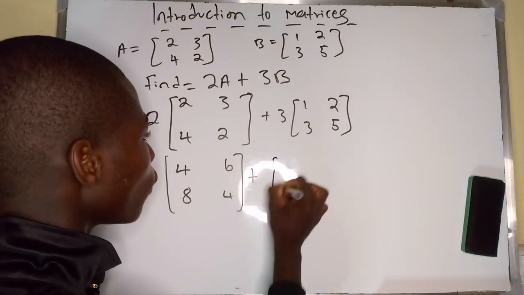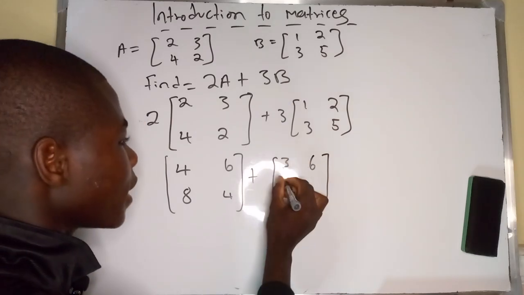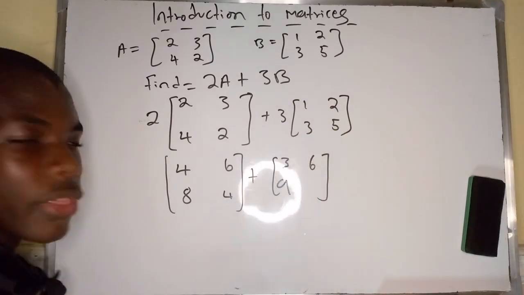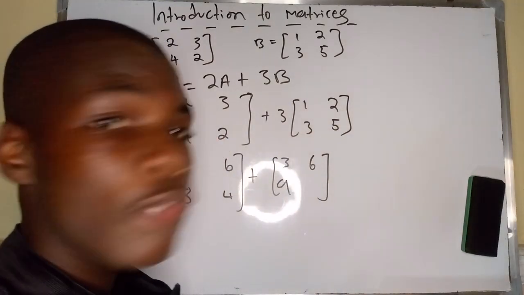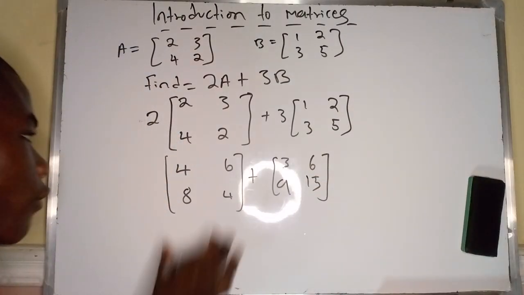Plus 3 multiplied by 1, which is 3. 3 multiplied by 2, which is 6. And 3 multiplied by 3, which is 9. And 3 multiplied by 5, which is 15. And therefore I have to add.